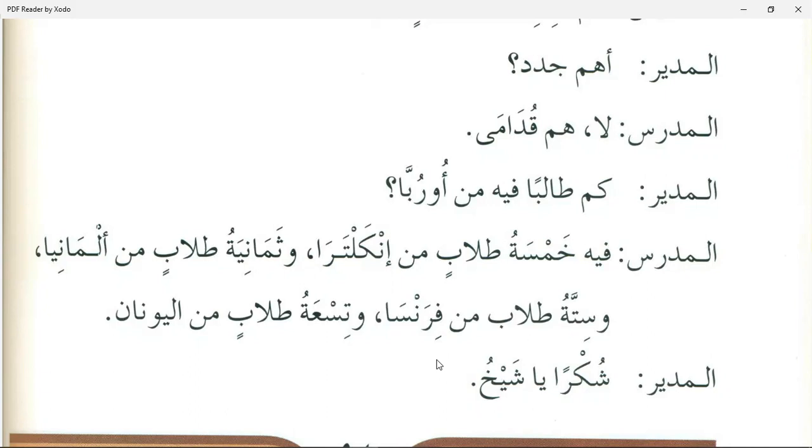Wa thamaniyatu tullabin min Almania. Min Almania, separate. This is Hamza, not Alif. And 8 students from Germany. Wa sittatu tullabin min Faransa. And 6 students from France. Wa tis'atu tullabin minal Yunan. And nine students from Greece.